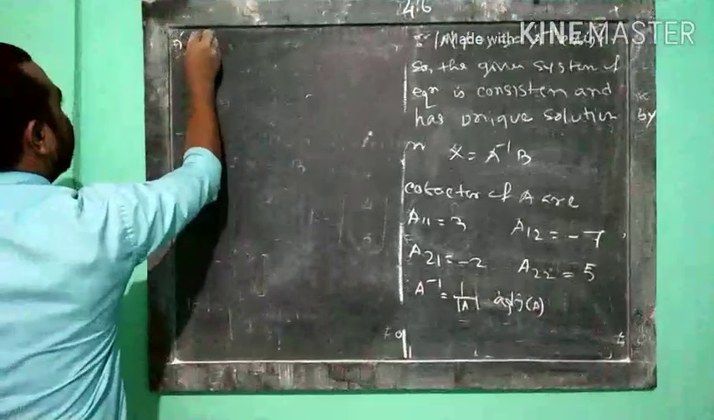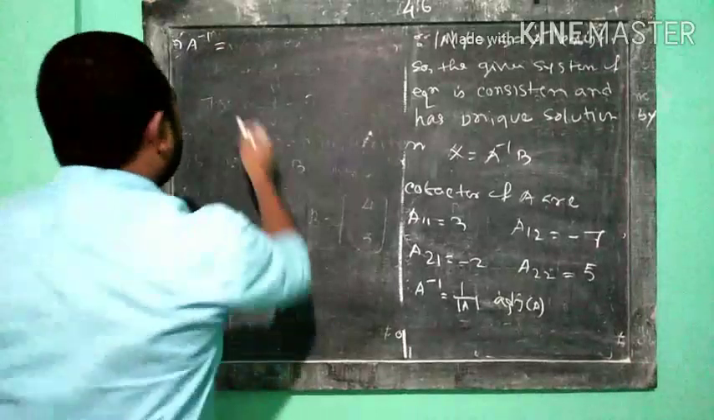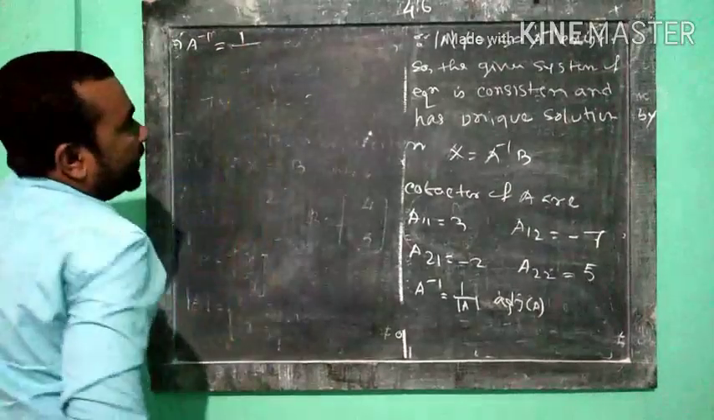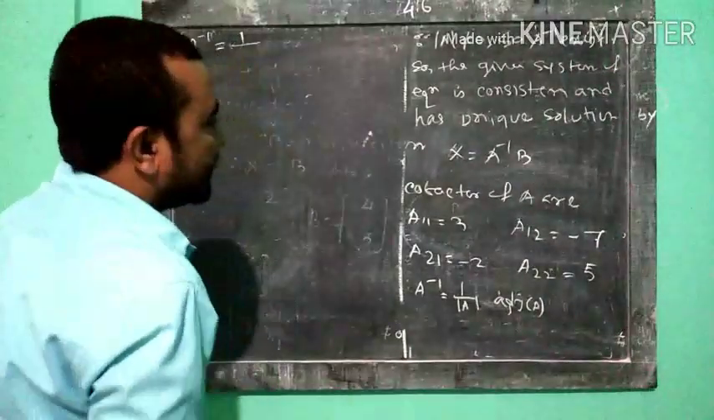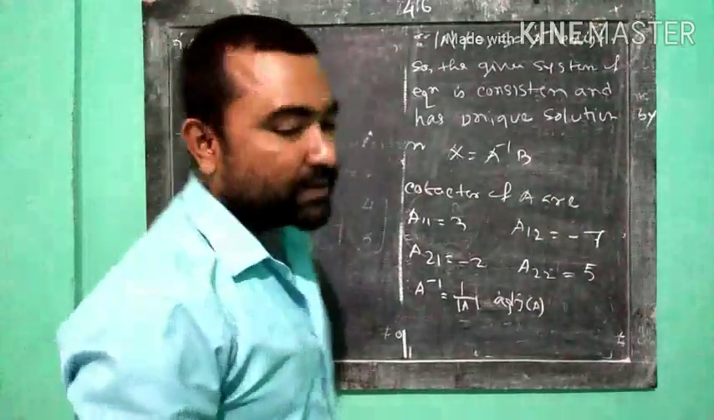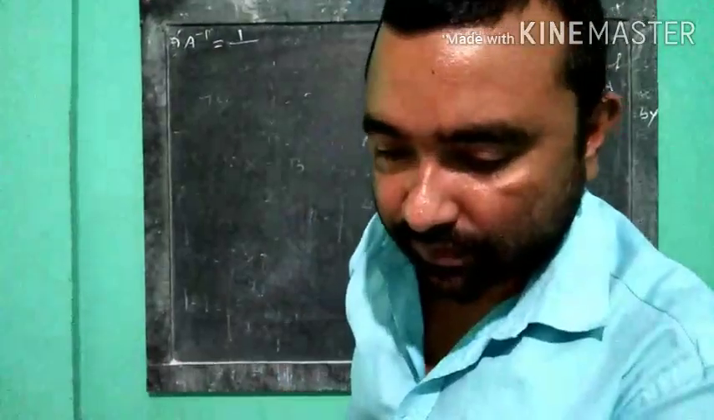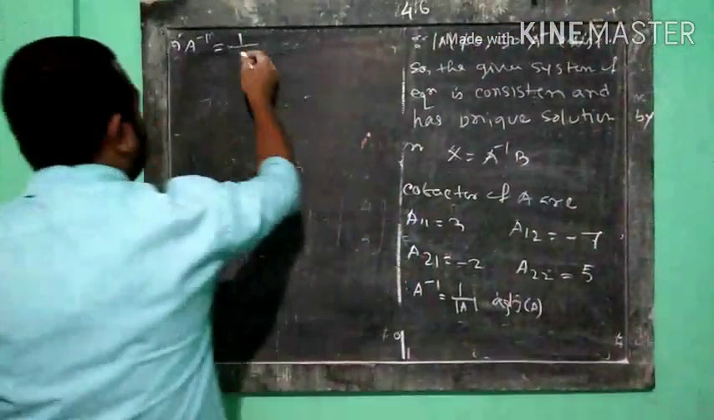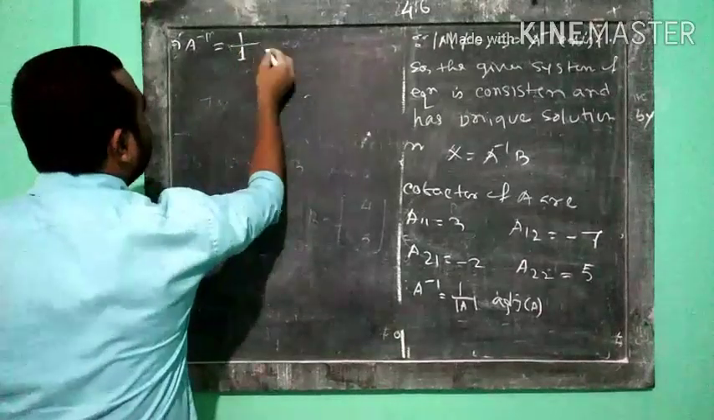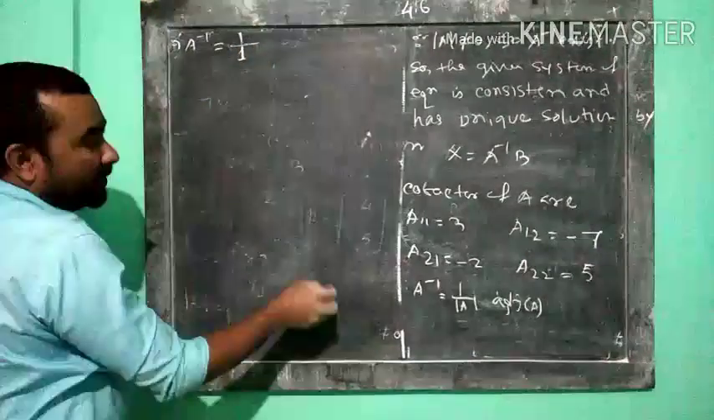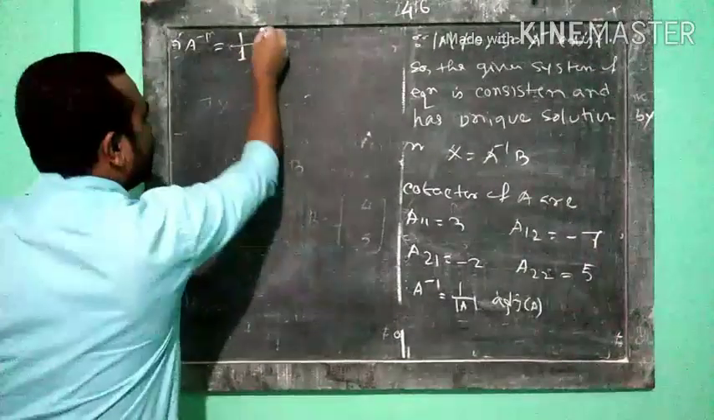So A inverse equal to what? 1 by determinant of A. Determinant of A is the value of the determinant which first of all we check here. Our question number 7, determinant of A is 1. Okay, so determinant of A is 1, right here 1. So adjoint of A is what?